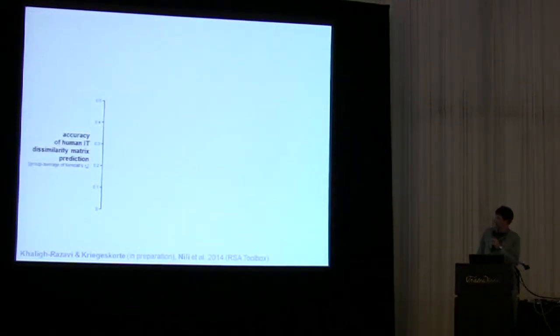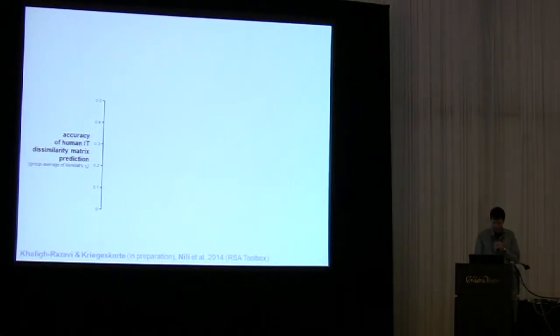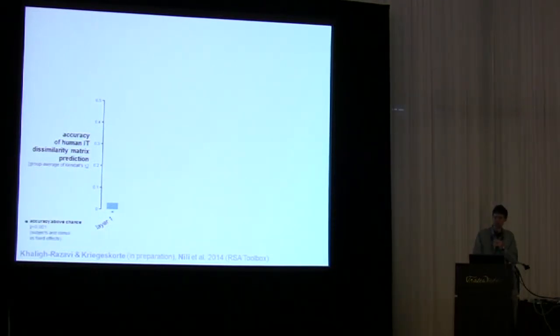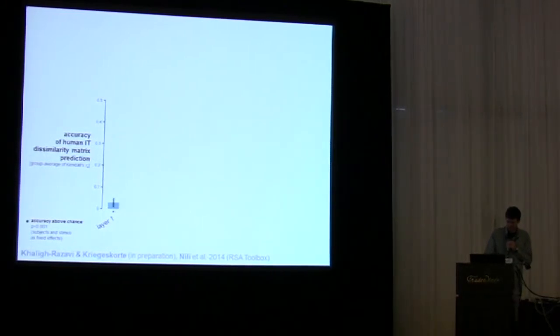We tested this in the same way as the other models, by looking at the accuracy of human IT dissimilarity matrix prediction. This is Kendall's tau. It's essentially correlating these representational distance matrices. So let's start with layer 1. In layer 1 we see a very low correlation. It's a significant correlation, right? So if we only had this one model, we could write a paper and say it explains a little bit of variance, it's significant, but that's not really very interesting, right?